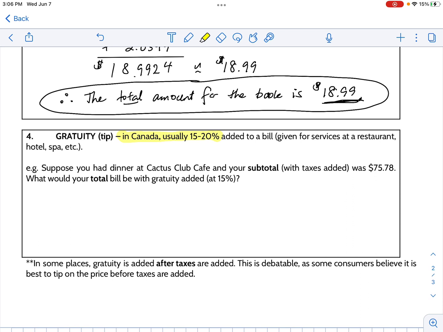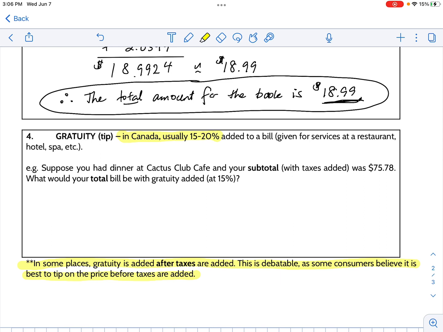And I would say right now in some places, and I have a note here, it's not always the case because some consumers believe it is best to tip on the price before taxes are added. So just know in general how tips and gratuity are calculated. And sometimes, it's a personal decision how much you tip, okay?